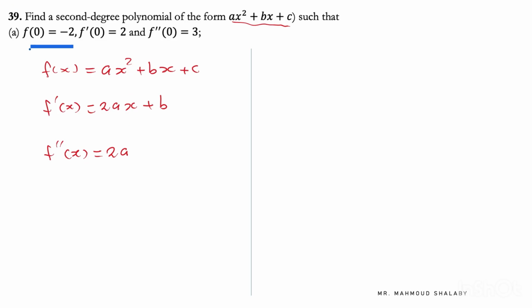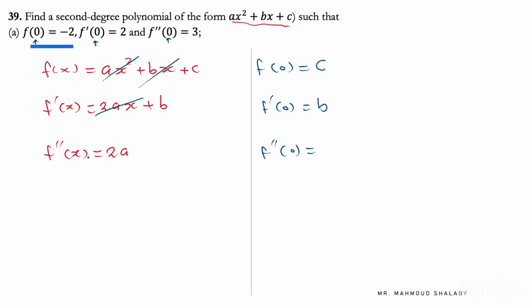What I will do now is substitute x by 0 in all of them. So I will find f(0), f'(0), and f''(0). If I'm trying to find f(0), it means substitute x by 0 in the original function. These two terms will be cancelled, so the answer is c. For the second one, if I'm finding f'(0), any x will remove everything, so we will have here only b.